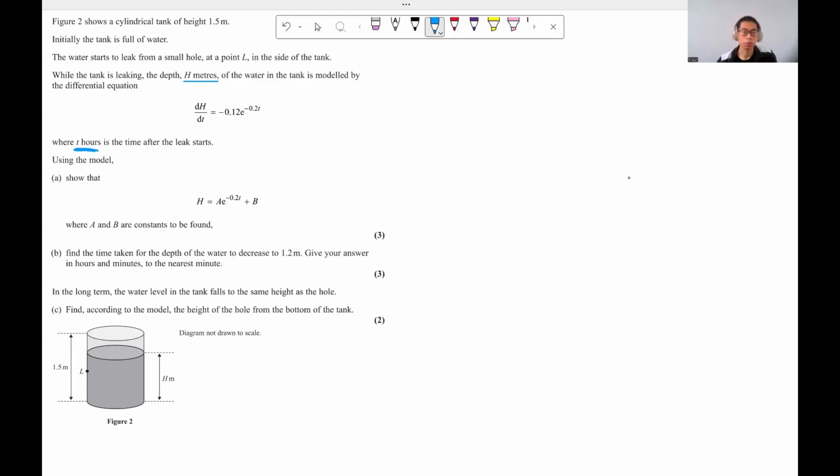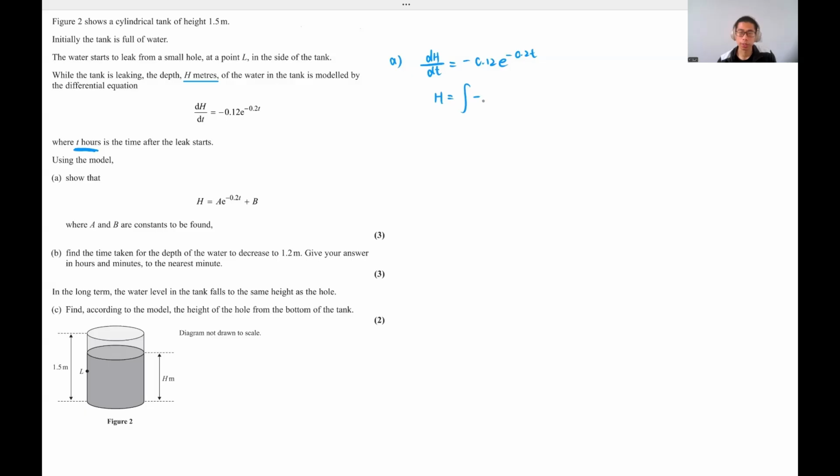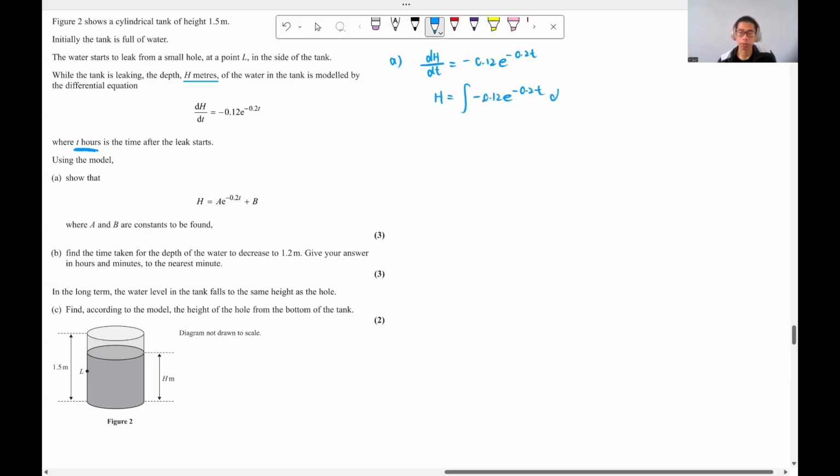So for part A, we just have to integrate dh/dt equal to negative 0.12 e to the power negative 0.2 t. For this one, we don't have to use separation of variables because the expression on the right-hand side is just in terms of t. There's no h in it, so we don't need separation of variables. We just have to integrate straight away. So h is just the integral of negative 0.12 e to the power negative 0.2 t dt.